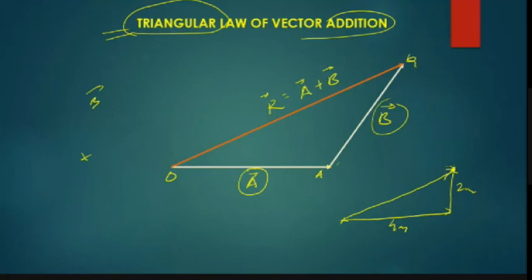Since it's a what type of triangle? Right angle triangle, you will use Pythagoras theorem. That's all. Then you will get the resultant R.